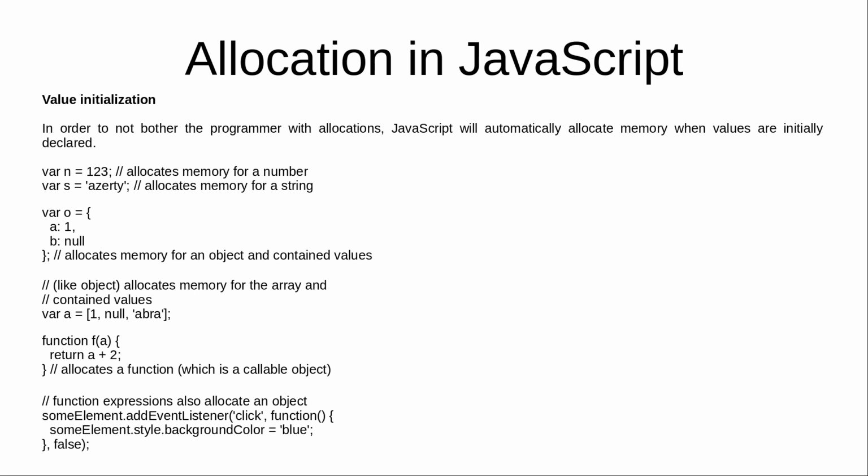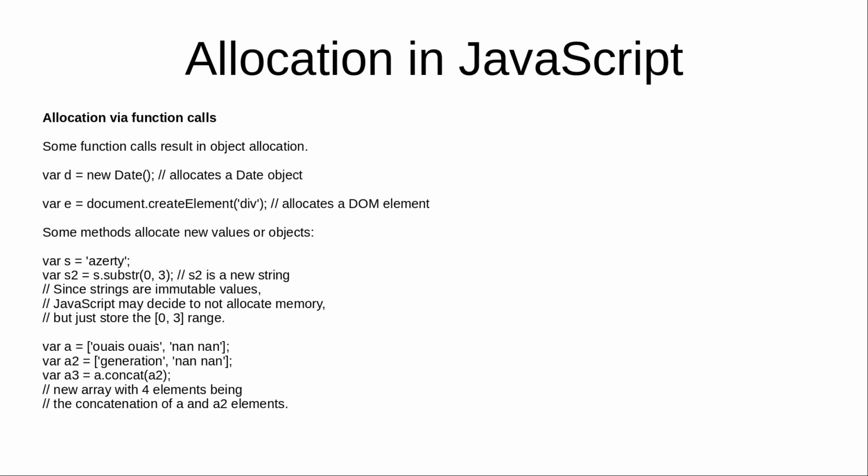Function expressions also allocate an object, for example, someElement.addEventListener click function, someElement.style.backgroundColor blue. Now let's look at allocation via function calls. Some function calls result in object allocation. For example, var d equals new Date. It allocates a Date object.